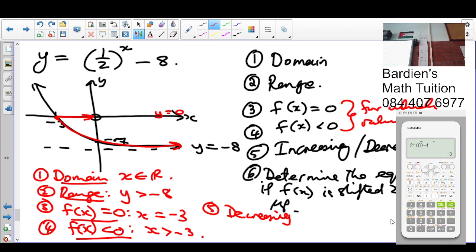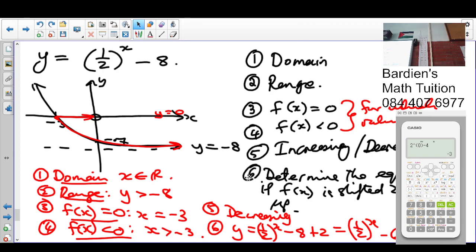Determine the equation of f of x if f of x is shifted 2 units up. So what do I say? y is equal to (1/2)^x minus 8 plus 2. So it will be (1/2)^x minus 6. Okay, do you guys understand? Right.